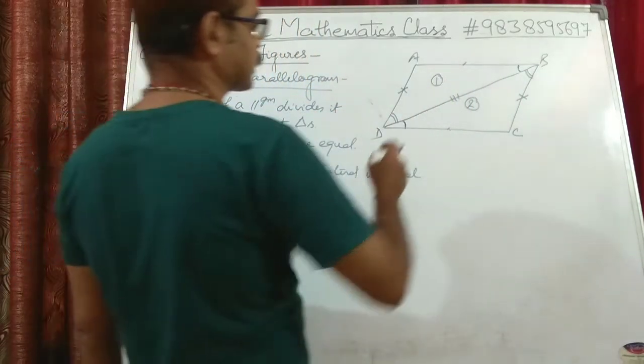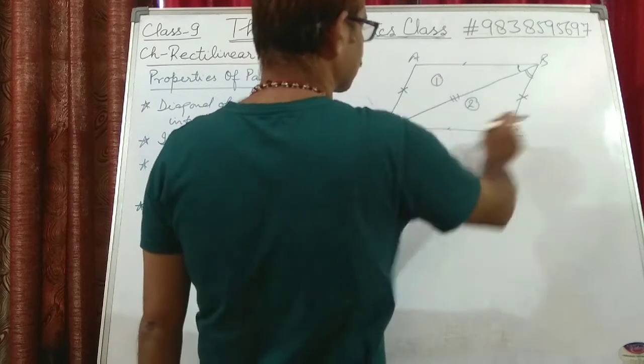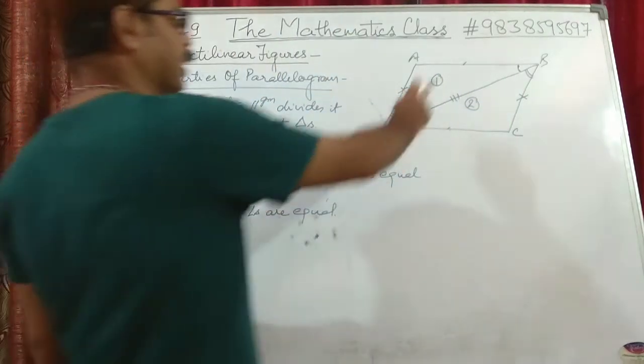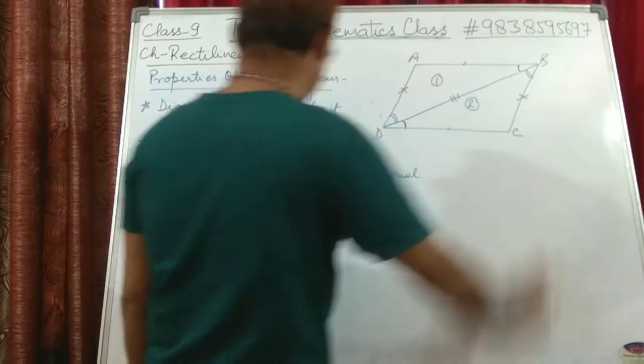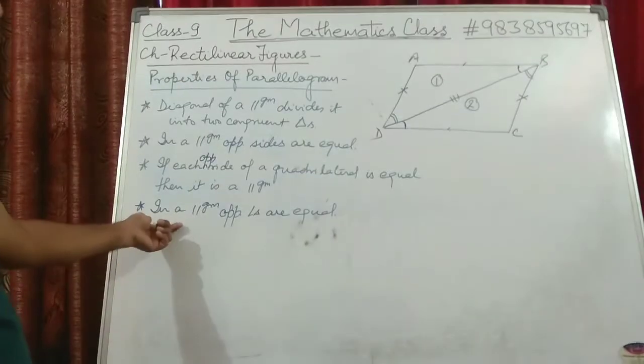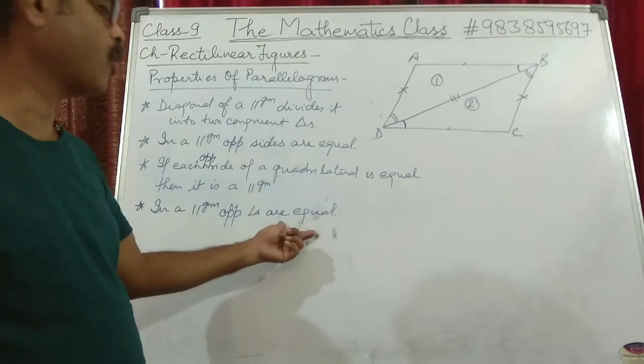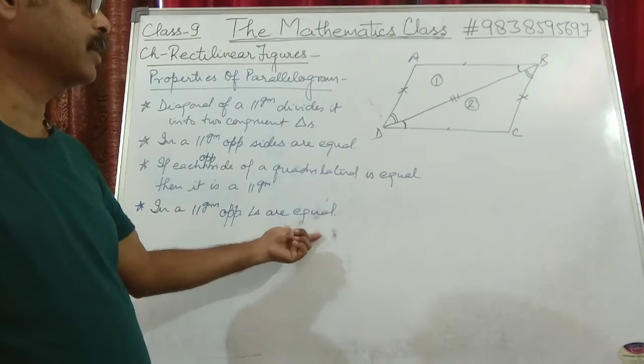If these two triangles are congruent, it means this quadrilateral will become a parallelogram, because AB will be equal to CD and AD will be equal to BC. Then they say the next point is: in a parallelogram, opposite angles are equal.